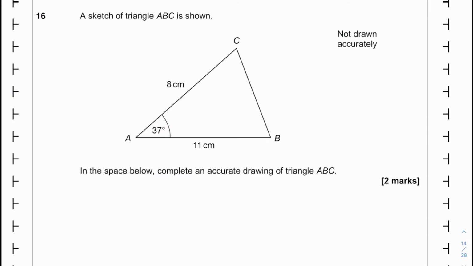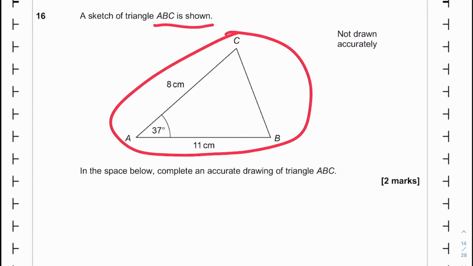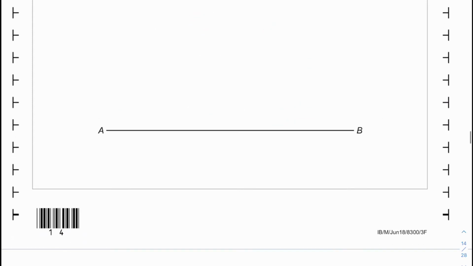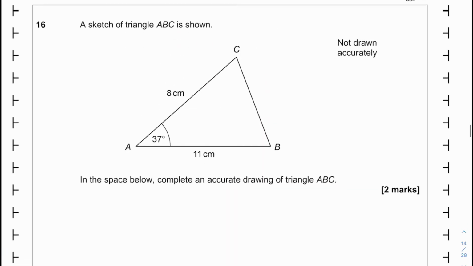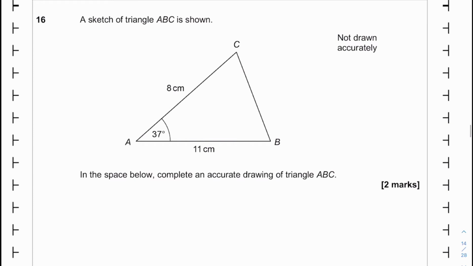Okay, so question 16 is pretty straightforward. It's simply to draw a sketch of the triangle shown, which is ABC. So we need to draw this triangle accurately. We are already given the length of AB to begin with. So the first thing to do to draw this triangle accurately is to draw the length of AC, but we need to make sure that it's at 37 degrees.